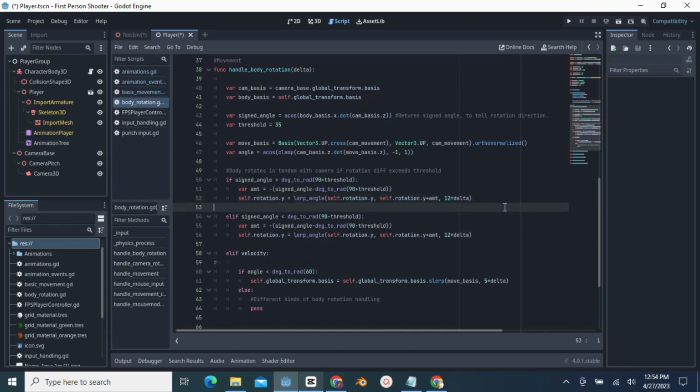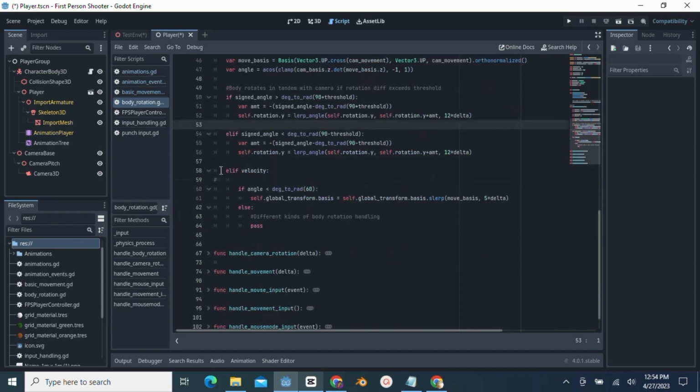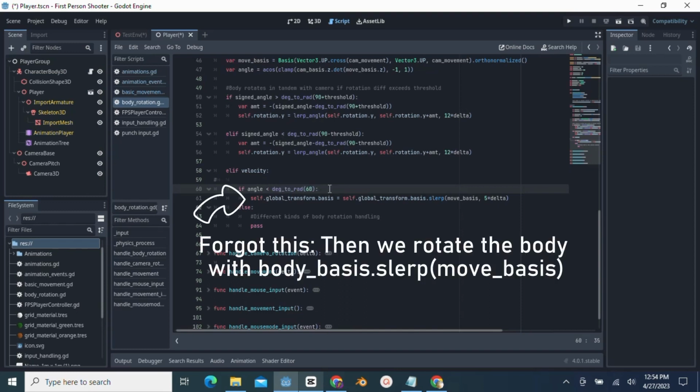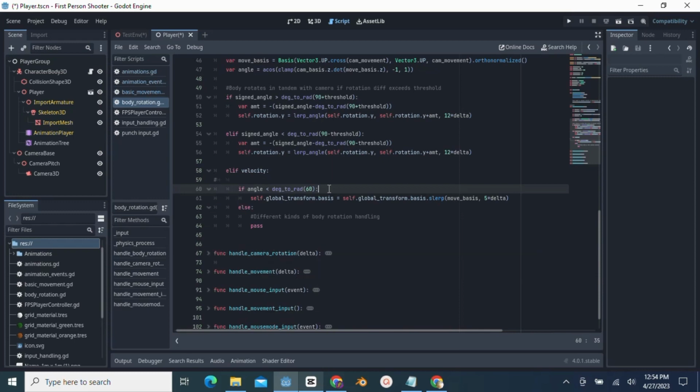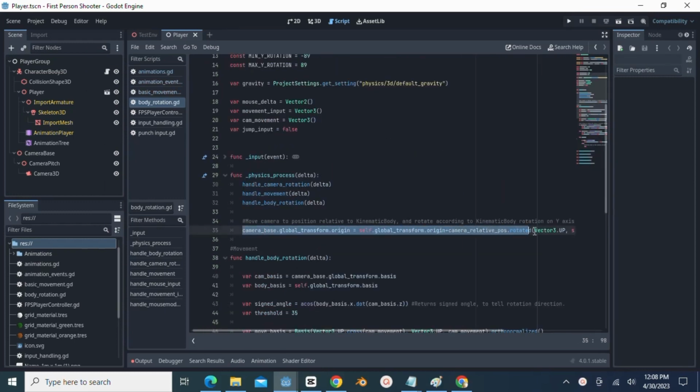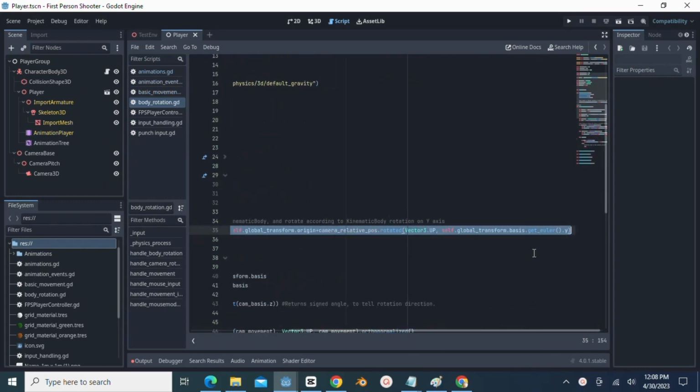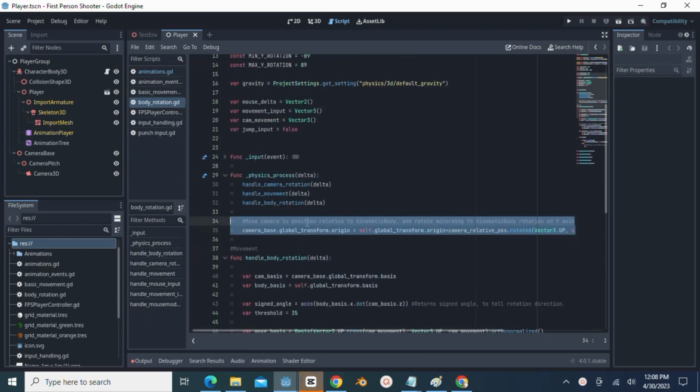And lastly, if there is any player velocity, then we check to see if the unsigned angle we calculated is greater than some arbitrary threshold you can decide. I wanted the limit for this to be 60 degrees on either side. I also took this line of code from the movement function and instead just placed it at the end of physics process because I want this to be the last thing that happens every frame.